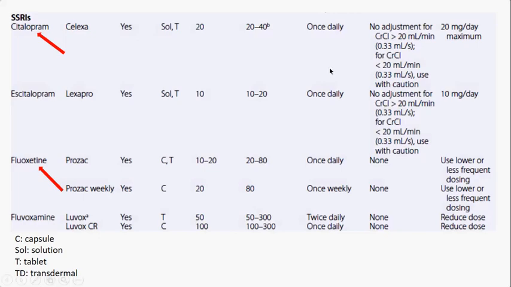The other important selective serotonin reuptake inhibitor is fluoxetine. It is available as a capsule and tablet. The daily dose is 10 to 20 milligram per day, and we should not exceed 80 milligram per day. It's also administered once daily. Doesn't require any adjustment in the case of renal failure and should be used at a lower dose or less frequent dosing if the patient has any form of hepatic dysfunction.